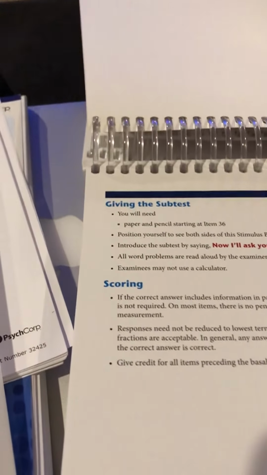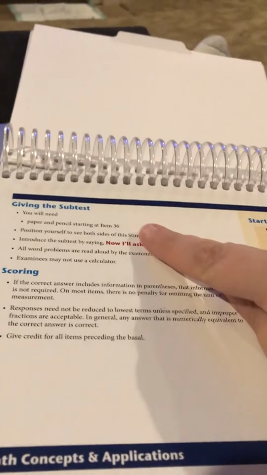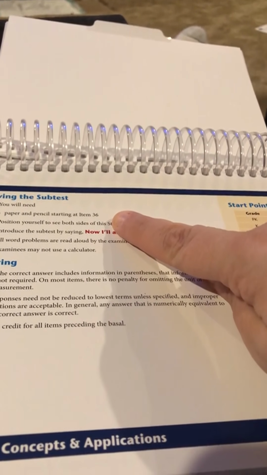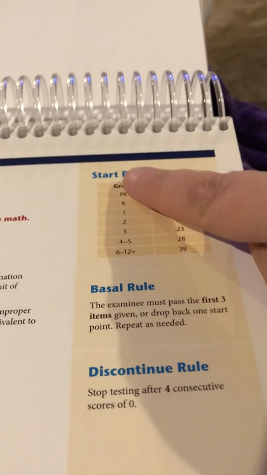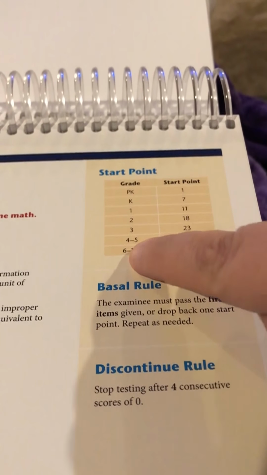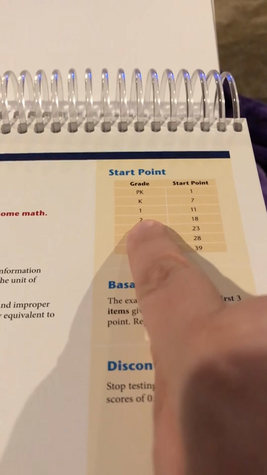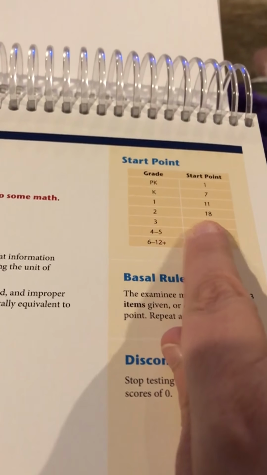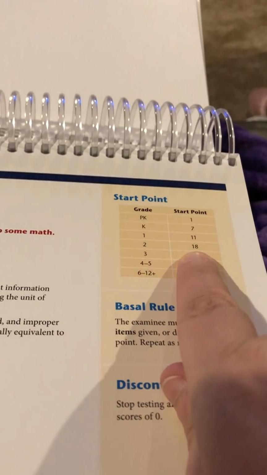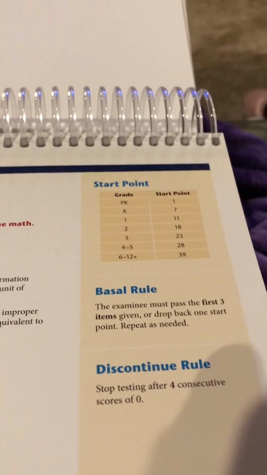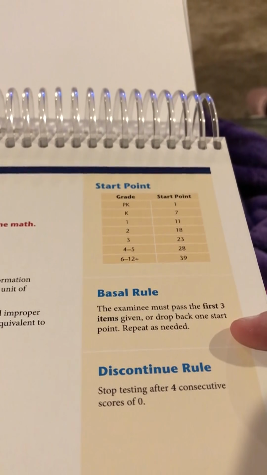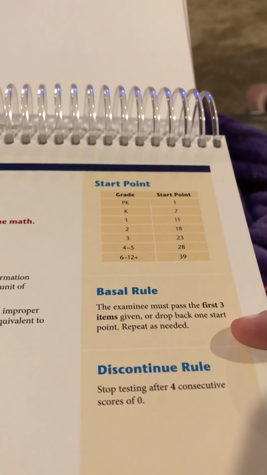So then the next part is math concepts and applications. So that's this tab. You will need to provide your student with paper and a pencil, starting with item 36, and you're going to tell the student you're going to ask them to do some math. This time you do have a start point depending on the grade. My student just finished 2nd grade, and so I chose to start at that entry point, and so we started with number 18. Okay? They have to pass the first 3 items given, or you drop back 1 start point.